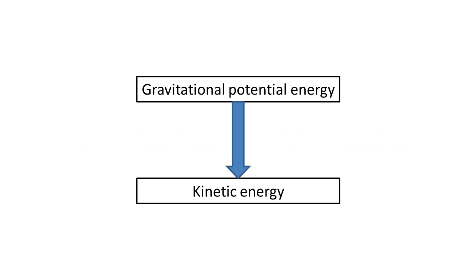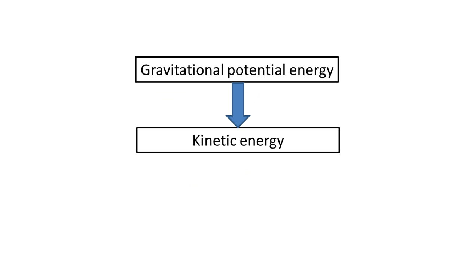So we want to draw that as an energy flow diagram. What we do is we start with a little box that has the initial type of energy in it, in this case, gravitational potential energy. And we know that that gravitational potential energy, through working through that situation, has been transformed into kinetic energy. And what you have there is a really, really simple energy flow diagram.